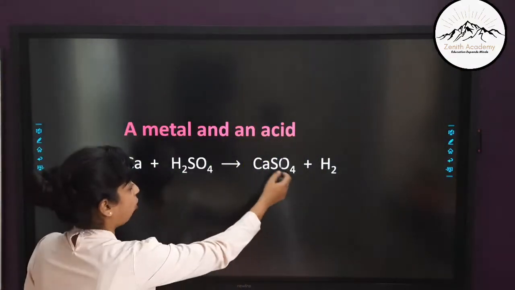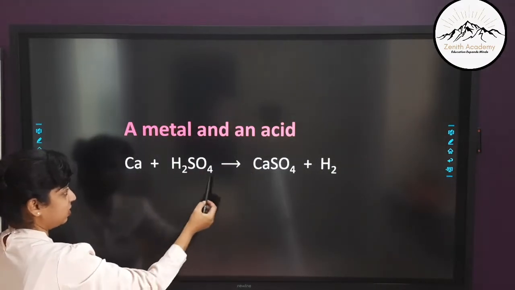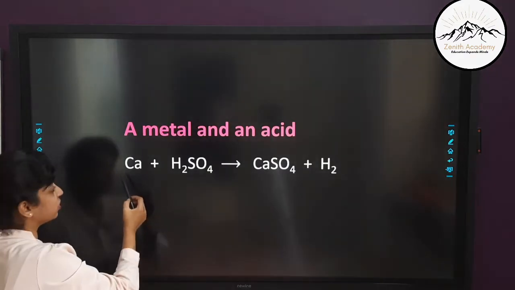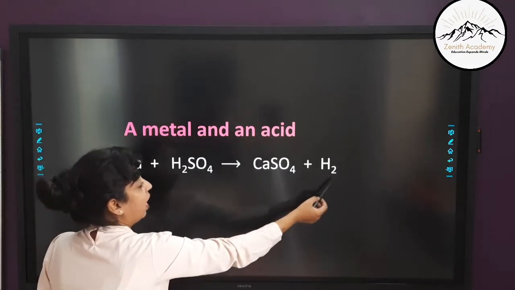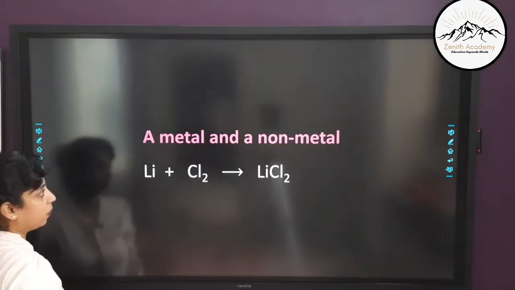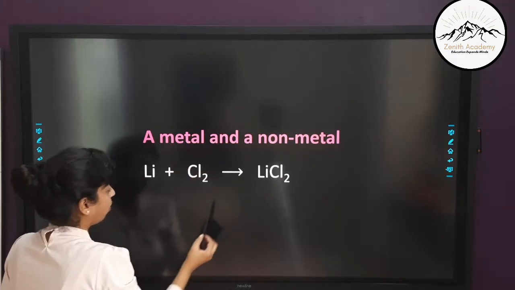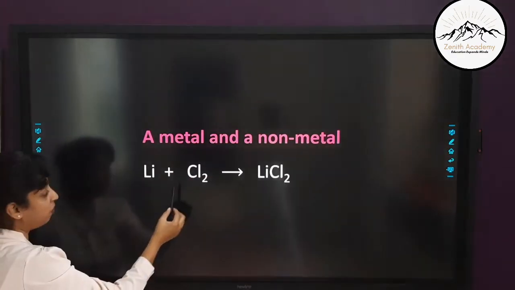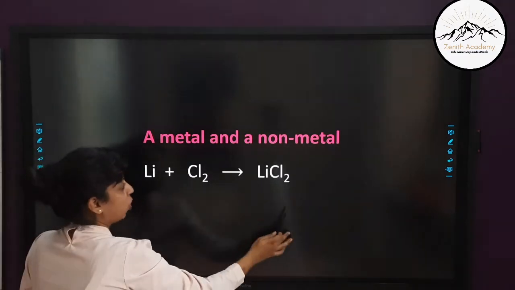Students, salts are also formed by reaction of a metal and an acid. Here you can see an acid, and there are active metals which can directly replace this hydrogen and form salt and hydrogen gas. Now salts can also be formed by a direct reaction of a metal and a non-metal. Here you can see lithium and chlorine gas. This is a metal, this is a non-metal, and it forms a salt.